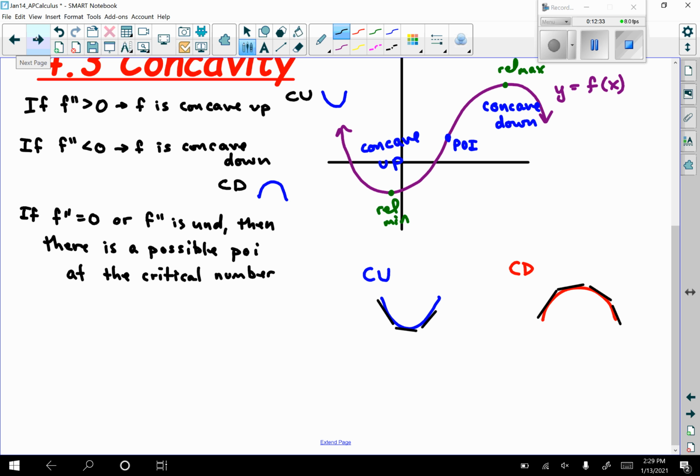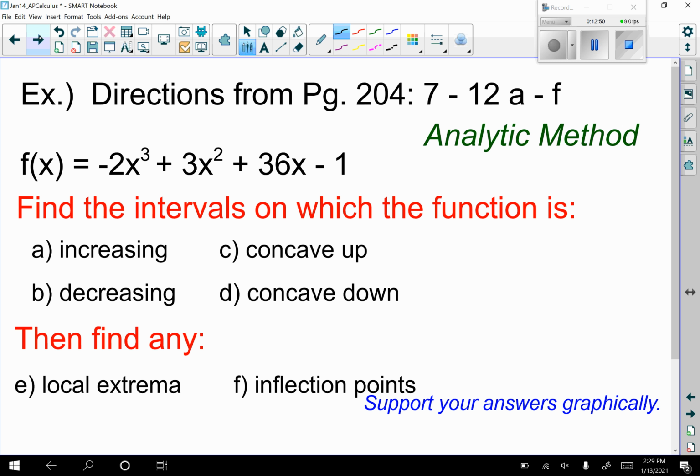All right, so we're just going to look at one example, but we're going to analyze it quite a bit. So not only are we going to practice again intervals where our function is increasing, decreasing, and any extrema, but now we'll also take a look at a second derivative test. So these are all the directions on page 204 from 7 through 12, parts A through F, the analytic method. First, we're asked to find the intervals on which the function is increasing, decreasing, concave up, concave down, local extrema, inflection points. And then at the very end, we'll support our answers graphically. So let's go ahead and begin. We're going to go through this together.